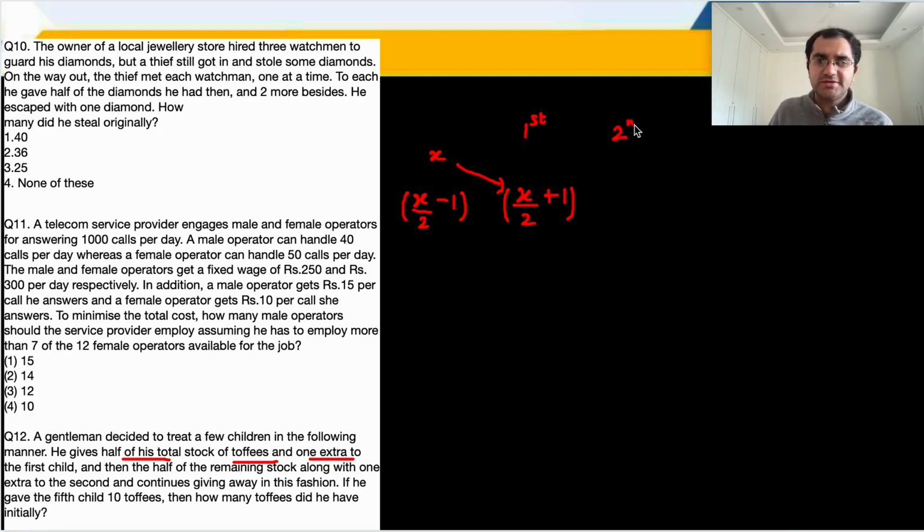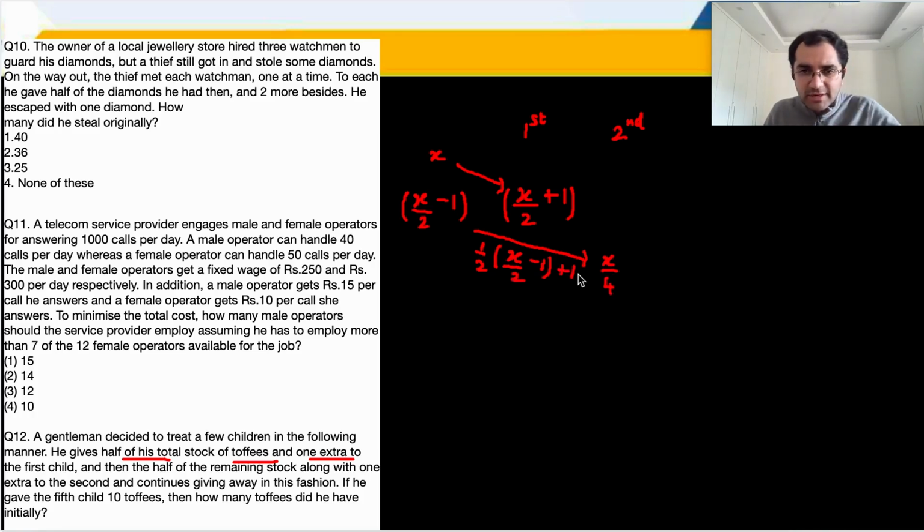Let us consider the second child. Second child comes over here. Half, he gave away half of x by 2 minus 1, half of what he had, plus 1. So what do you get over here? x by 4 minus 1 by 2 plus 1 is plus 1 by 2. Let me check again. Minus 1 by 2, minus 0.5, plus 1 is plus 0.5.